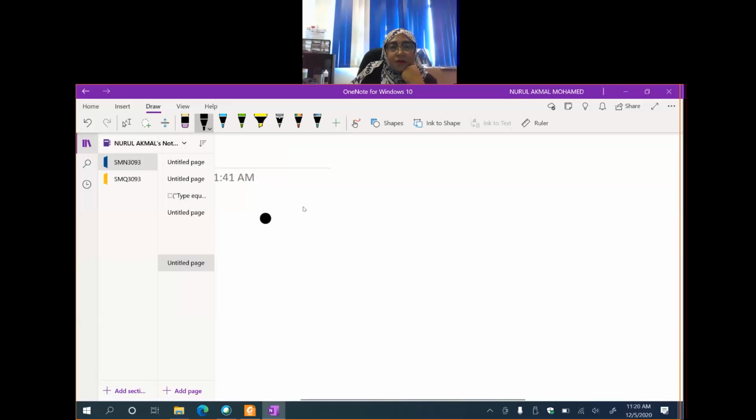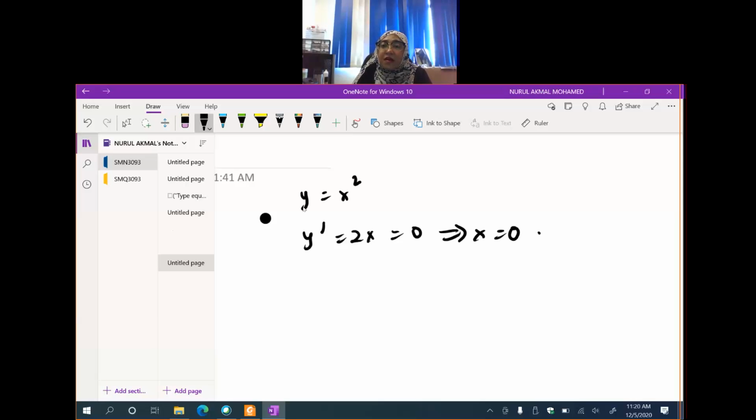So y is equal to x squared, and then you have y prime equal to 2x. If you let this equal to 0, then obviously you will have x equal to 0. So this is called a critical point. Critical points are when y prime equals 0 or when f is not defined.